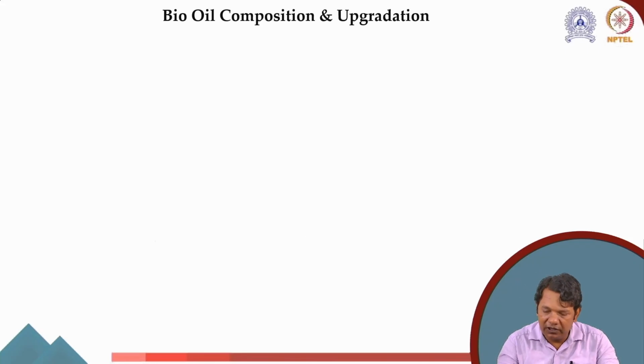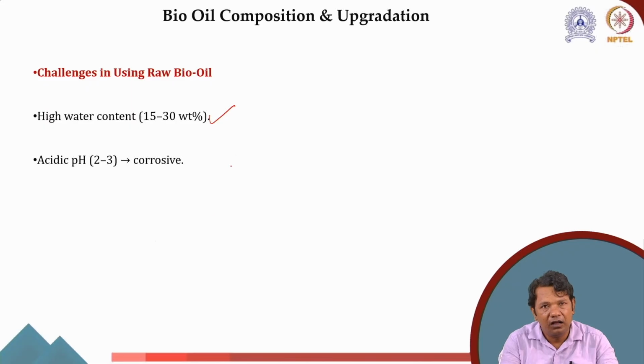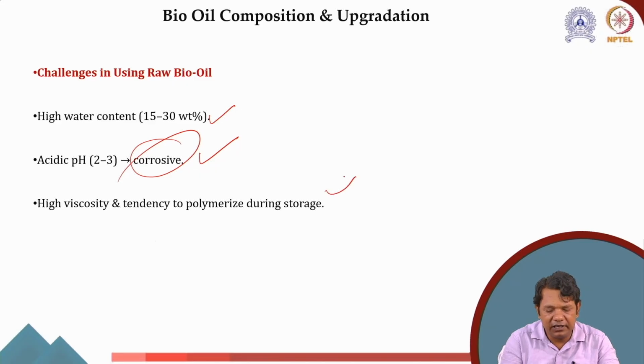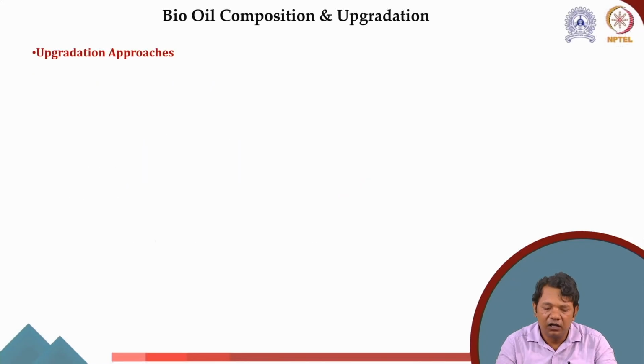Okay. Now, some of the processes are like hydrodeoxygenation, etc. But because it is so complex, there are so many problems. One is the high water content. Okay. The acidic pH, which is corrosive, usually the high viscosity and tendency to polymerize during storage because of the self-catalyzed reactions that happen during the process. Okay. Similarly, the presence of solids like char particles and ash can cause problems. Then it is immiscible with conventional petroleum fuels. That is another major problem. So these are the factors that actually require upgradation of the bio oil.